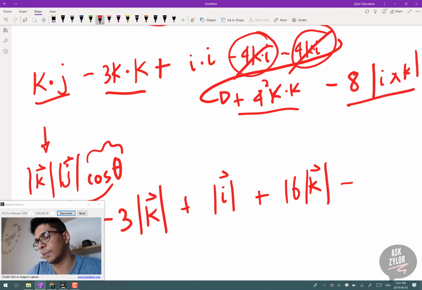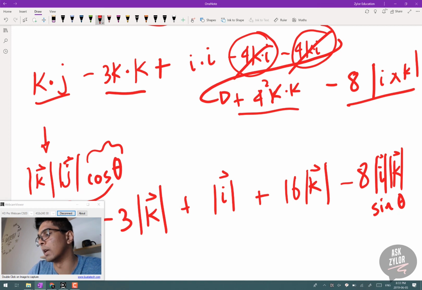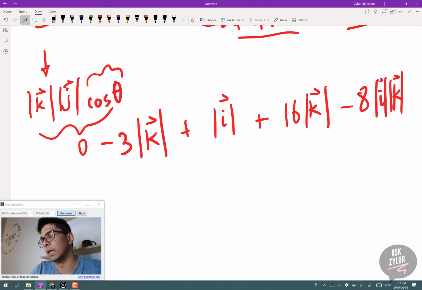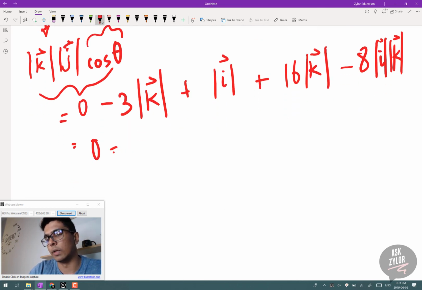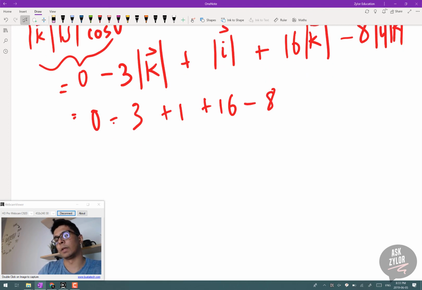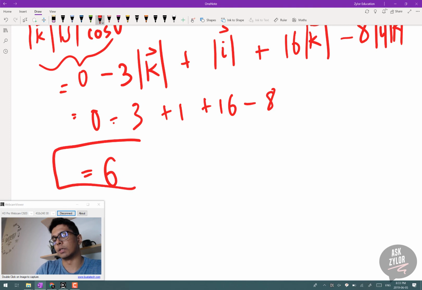Minus, now this is the cross product, right? The cross product of i and k can evaluate to the magnitude of i, the magnitude of k, times the sine of the angle between them. The angle between them is 90, so the sine of 90 is just 1, so this evaluates to just 8 times the magnitudes of i and k, right? Once again, these are all unit vectors, so I can just evaluate the magnitudes to 1. So I have minus 3 plus 1 plus 16 minus 8. Okay, so this all evaluates to just 6.